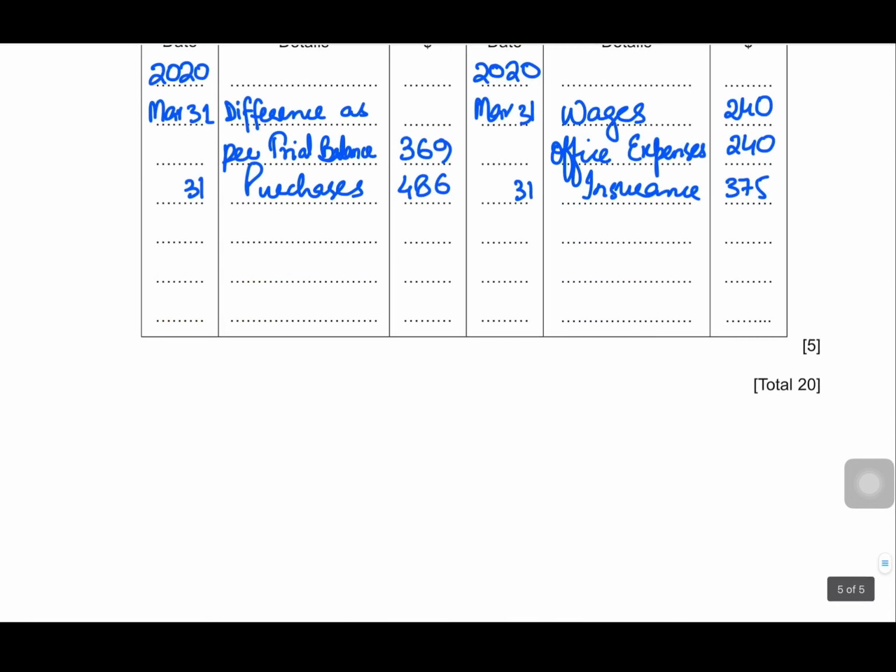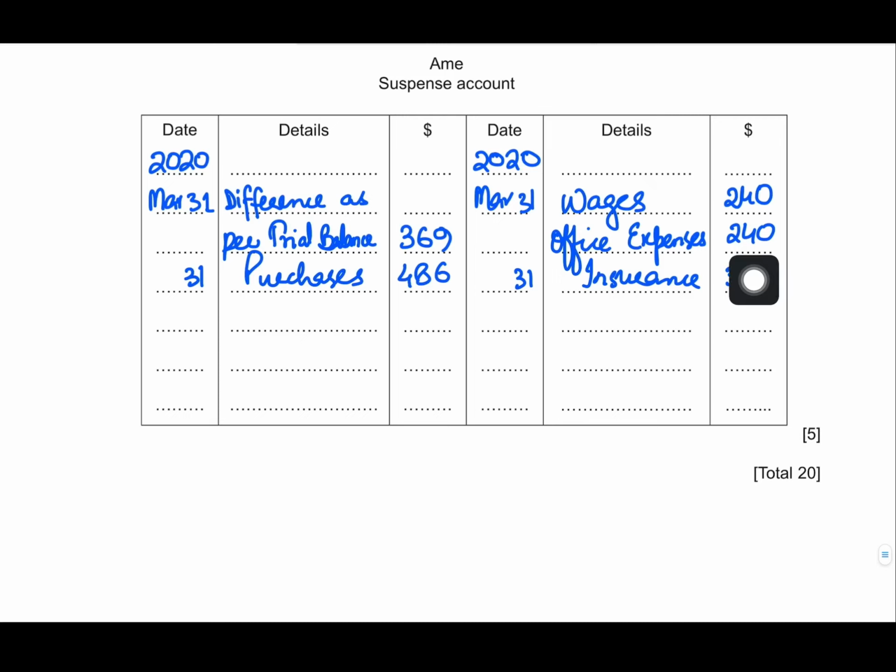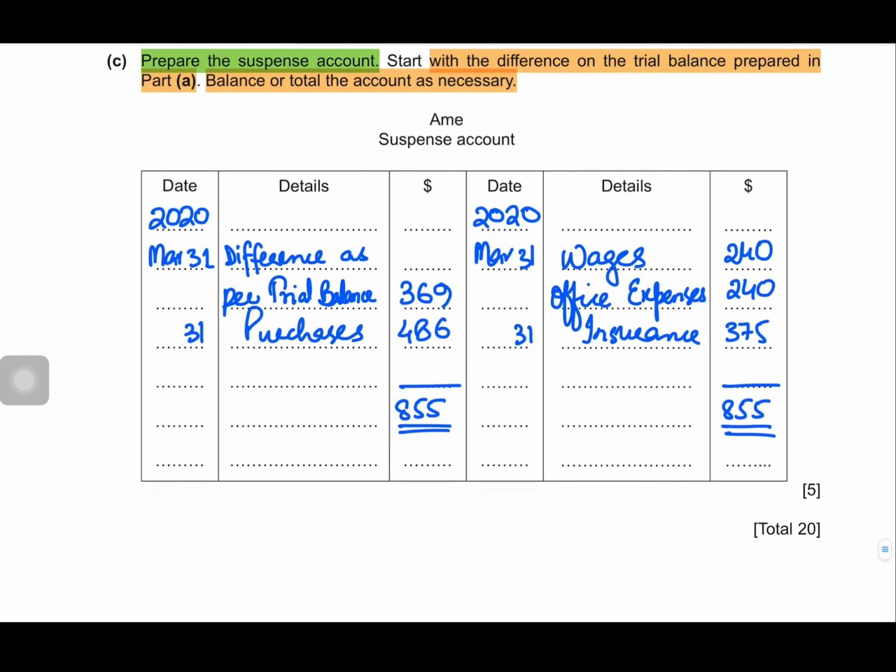Now, we just have to find out whether this is balancing or whether we have to just total it. So, 240 plus 240 plus 375 would be 855, and the same total on the debit side as well, that is 855. So this means that there are no further errors which are not yet identified by the business, and we have correctly corrected all the errors in the accounts. That is why our suspense account is balancing. There remains no balance in the end.